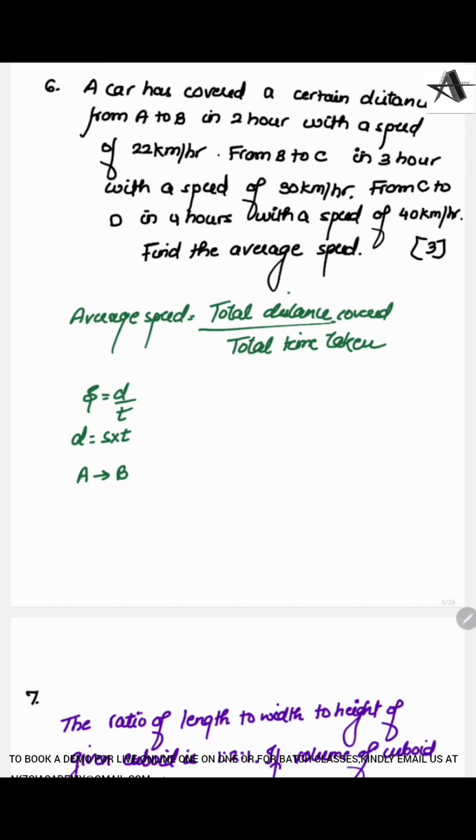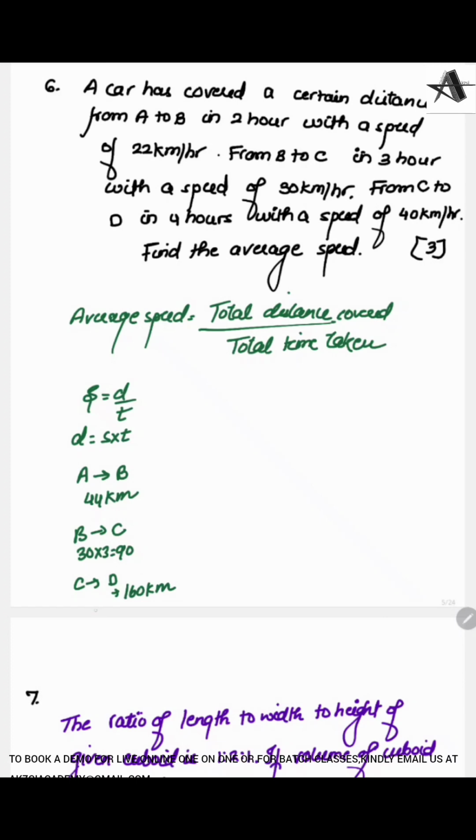So 22 into 2 is 44. So 44 kilometers is the distance. From moving B to C in 3 hours, its speed is 30 into 3, which is 90 kilometers. Then from C to D with a speed of 40 km per hour in 4 hours. So 40 into 4, which is 160 kilometers.